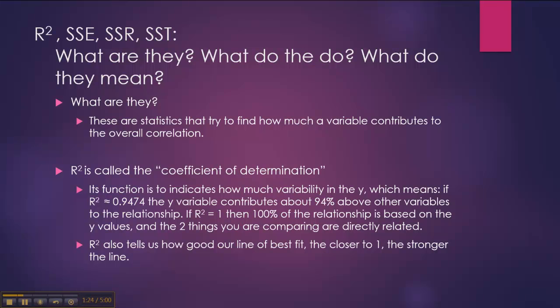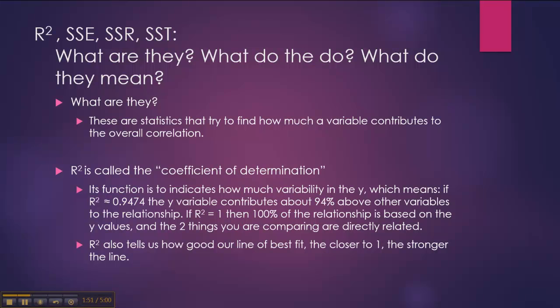Easier said than done. R squared is called the coefficient of determination. Its function is to indicate how much variability is in the y value, which means if r squared is 0.9474, then the y variable contributes about 94% above other variables to the relationship. If r squared equals 1, then 100% of the relationship is based on the y values, and the two things that you are comparing are directly related.